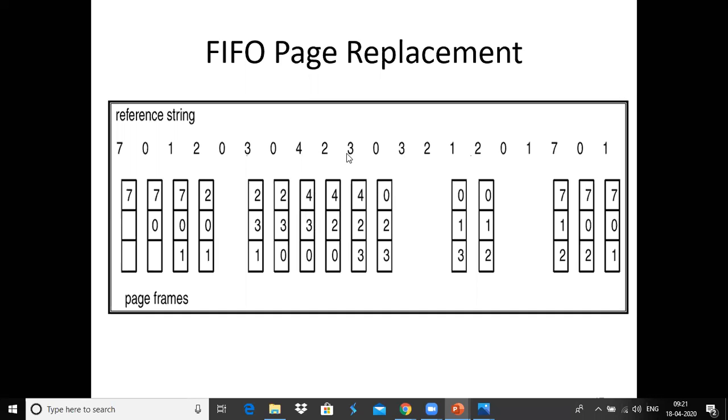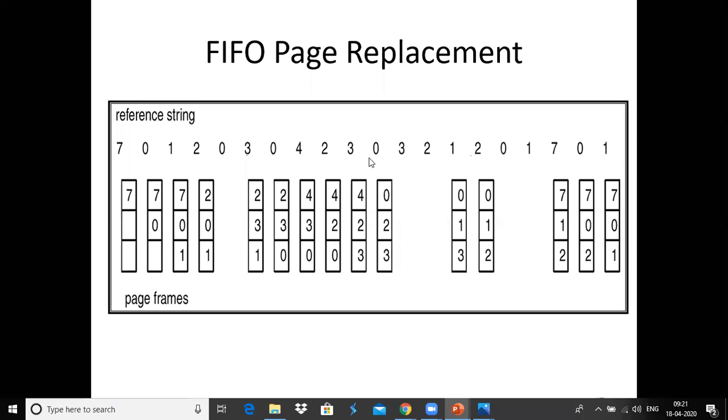And again a request for memory reference 3 comes. Which page will you replace? Apply FIFO. In these frames 4, 2 and 0, which page comes first? 0 comes before 2 and 4. So 0 will be replaced by 3. So again a page fault for 3.